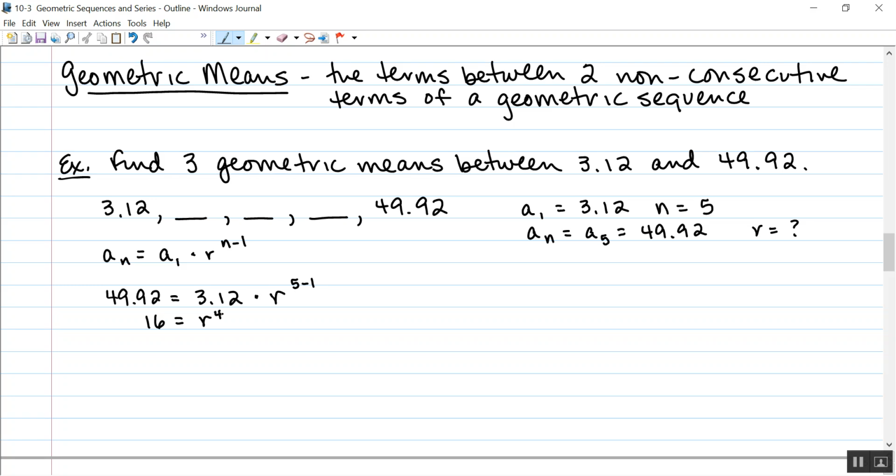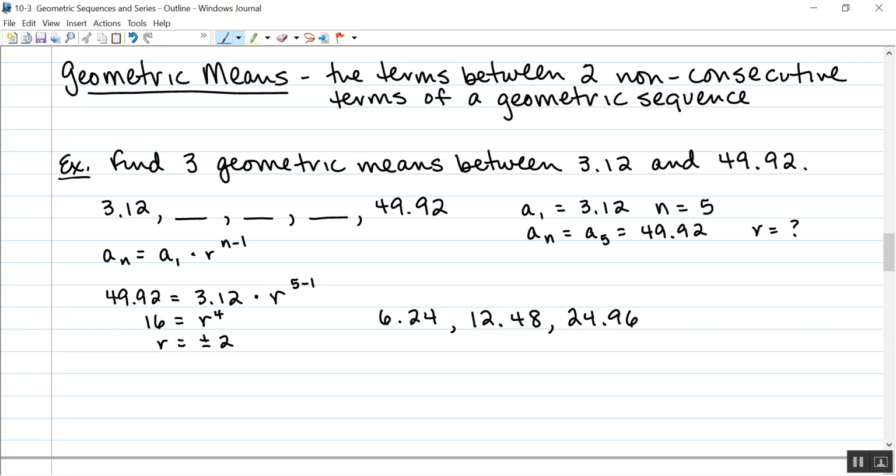fourth power. And then taking the fourth root of both sides, I get that r is equal to either a positive or a negative 2, because positive 2 to the fourth power is 16, and negative 2 raised to the fourth power is also 16. So I'm going to multiply 3.12 times 2, and that gives me 6.24. Multiplying that by 2, I get 12.48, and multiplying that by 2, I get 24.96, and if I multiply that by 2, I get 49.92.